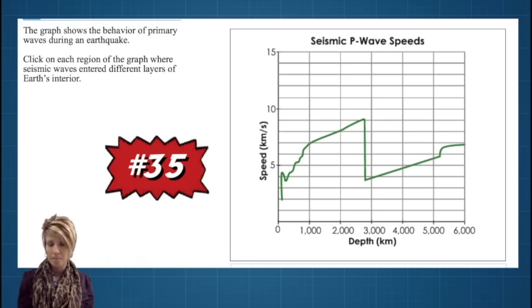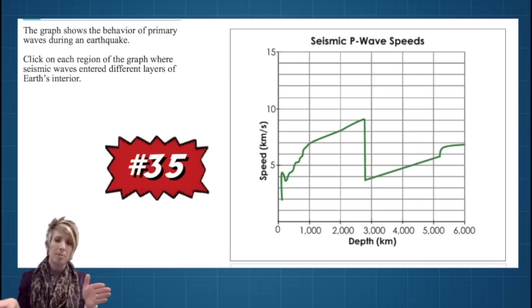Some of those are solids. Some of those are liquids. And as the P waves and S waves move through them, they behave differently. So what I want you to do is to circle the areas based on the graph where that P wave enters a new area, a new layer, which means it's probably going to start moving differently. Okay, you've got the speed on your y-axis and you have depth on the x-axis. So take a minute now to circle the area or areas where the P wave shows that the seismic wave enters a different layer.